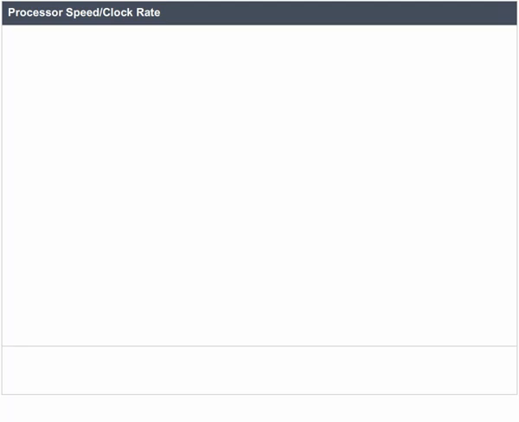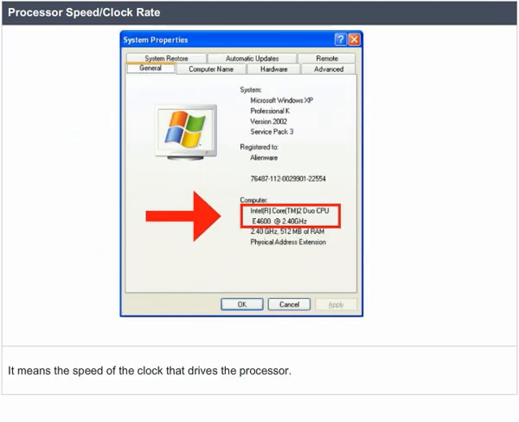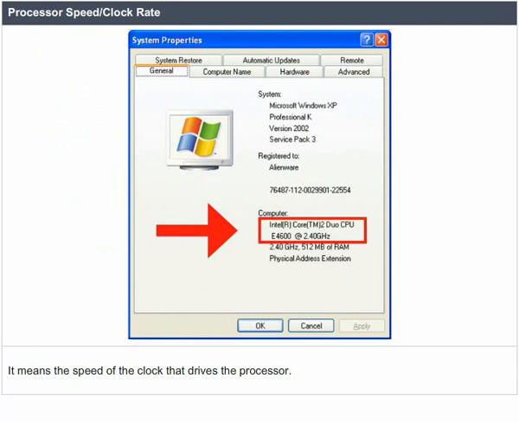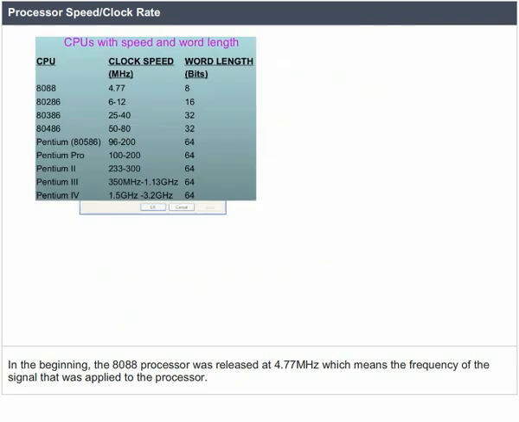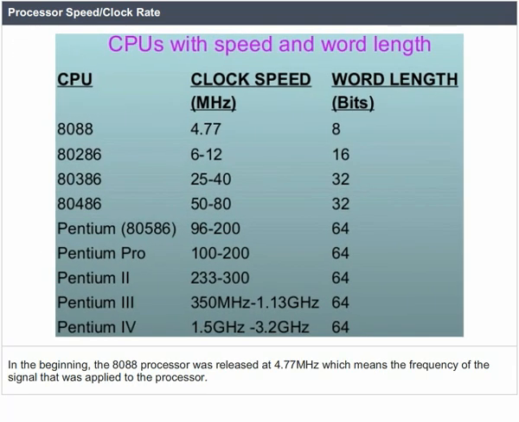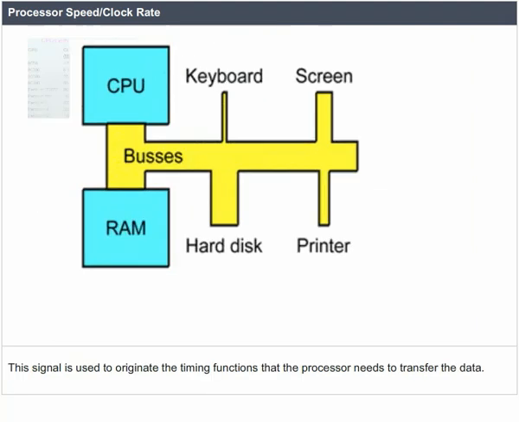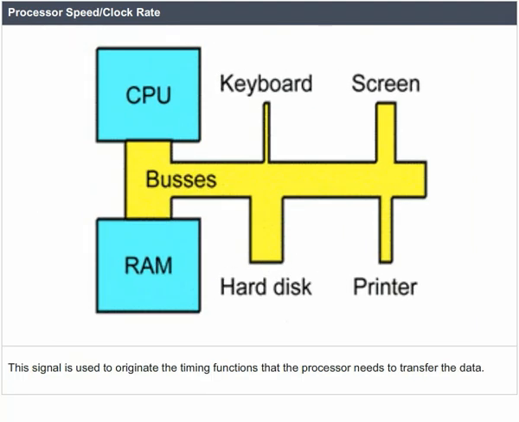Processor speed, clock rate. It means the speed of the clock that drives the processor. In the beginning, the 8088 processor was released at 4.77 MHz, which means the frequency of the signal that was applied to the processor. This signal is used to originate the timing functions that the processor needs to transfer the data.